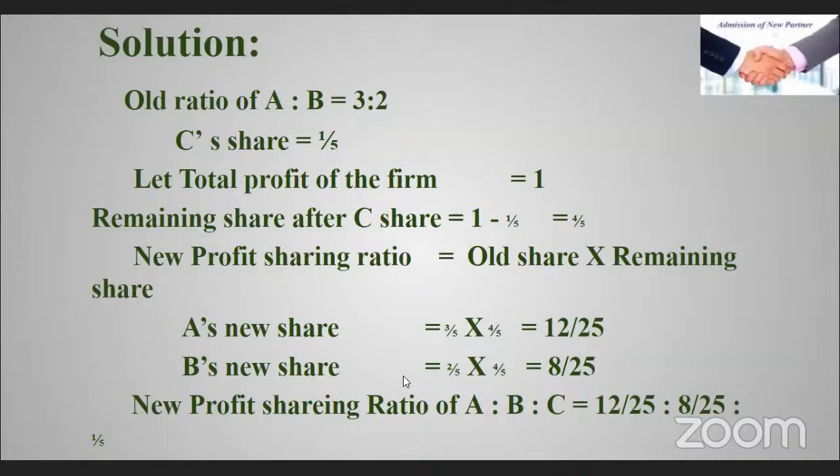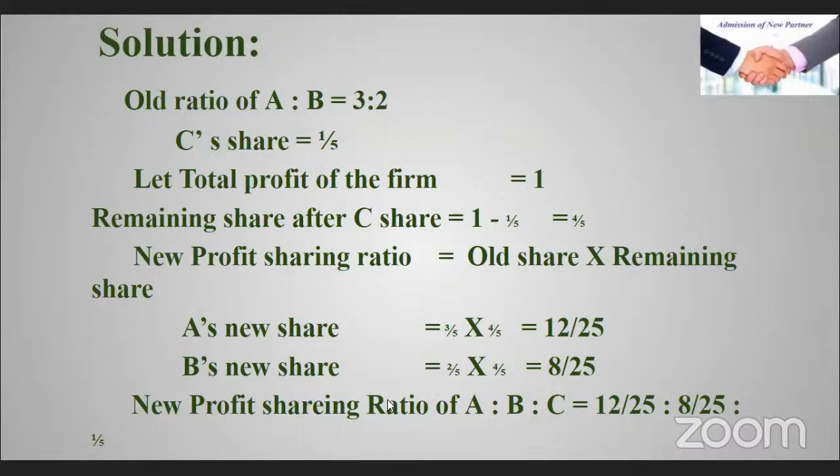That is how it is 3 by 5 for A. 3 by 5 into 4 by 5. What is the remaining share you got here? If you do 3 by 5 into 4 by 5, 3 into 4, 12. 5 into 5, 25. So 12 by 25 is A's new share.